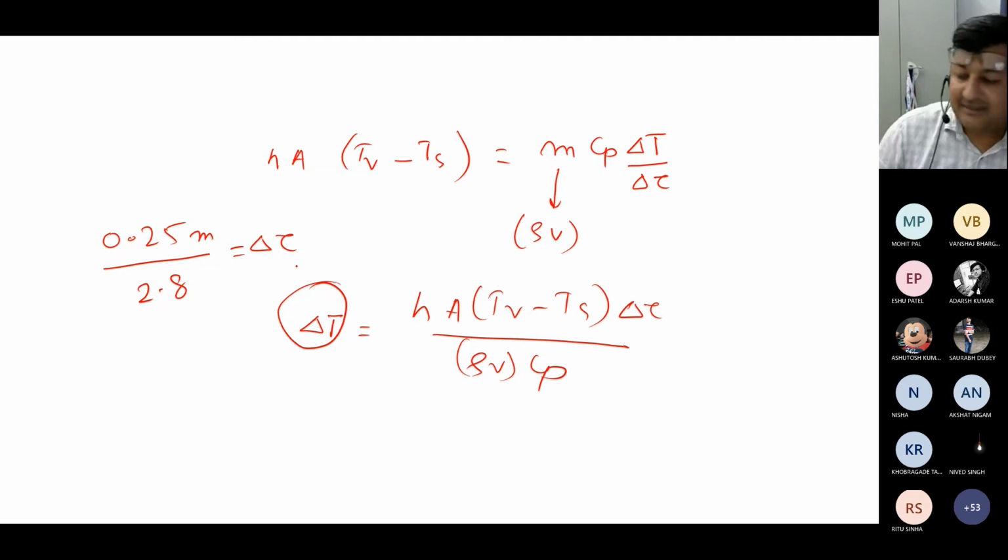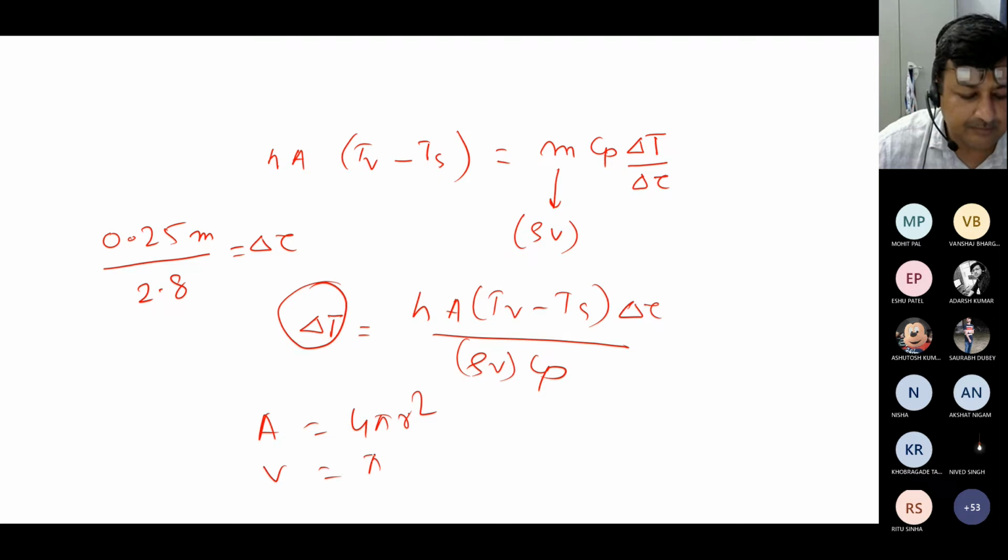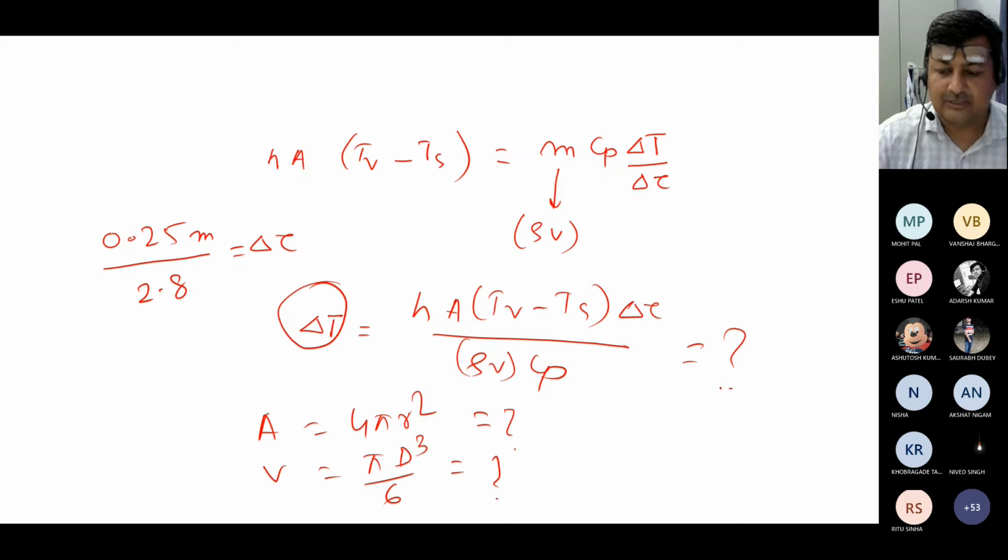And what will be my A? A will be equal to 4 pi r square. R is given. And then V equal to pi d cube by 6. So what is my area calculation? What is my volume calculation? And then what is my delta T calculation? This is what is pending for you.